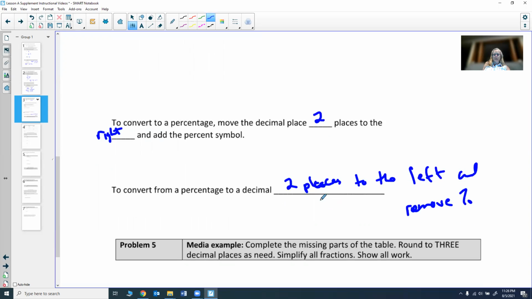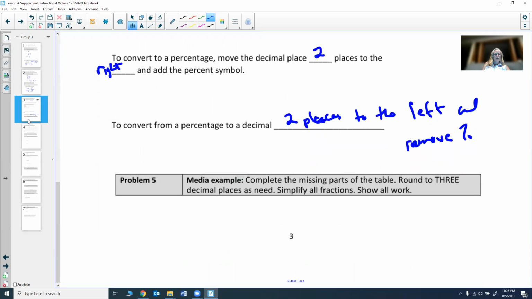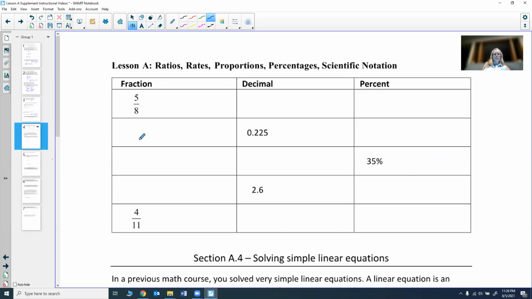So we're going to go ahead and do some of these. Just make sure you can remember how to do these. We're going to complete the missing parts of the table, round to 3 decimal places as needed, and then simplify all fractions. So here's what we have. We have a fraction of 5/8. I want to make that into a decimal and then into a percent.